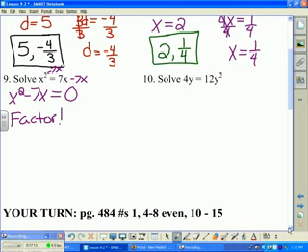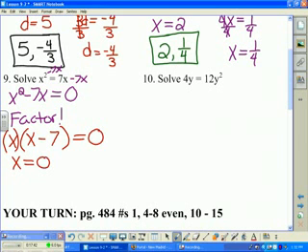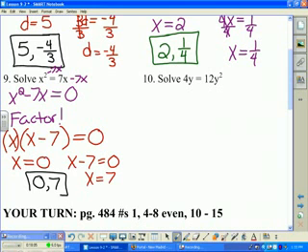By factoring, again, this is what we did on the front side. What can we pull out of x squared and negative 7x? Well, we can pull out just an x. So what would be left over is x minus 7. Now that we have factored, we have two things multiplied together. We have x times x minus 7. So that would be saying that x equals 0 and that x minus 7 equals 0. This one, x equals 0, is already solved. There's nothing else I need to do. The other one, x minus 7 equals 0, add 7 to both sides, and we get x equals 7. So our solutions are 0 and 7.